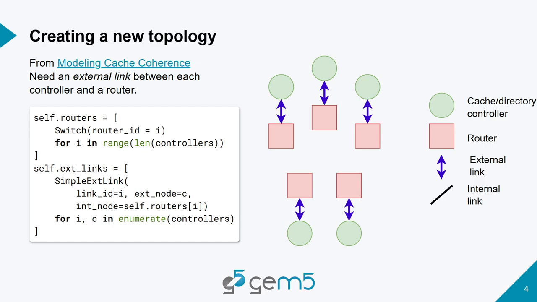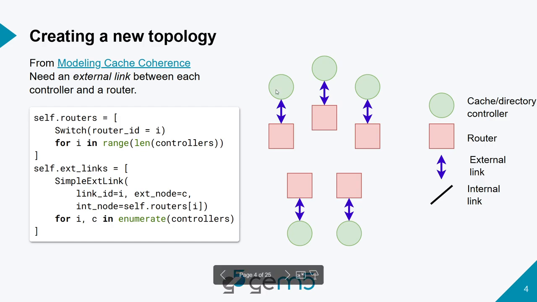So when you're creating a topology, this is from the previous model and cache coherence slides. Essentially, what we have is two different kinds of things that we create. So we create routers. These red things are routers. And in the simple network, these are just switches. And then we create external links from those routers to the controllers.